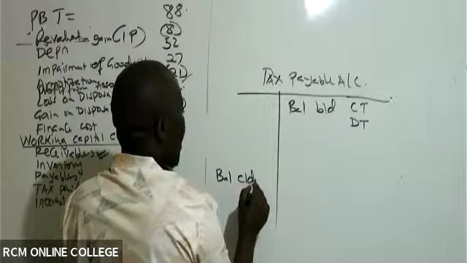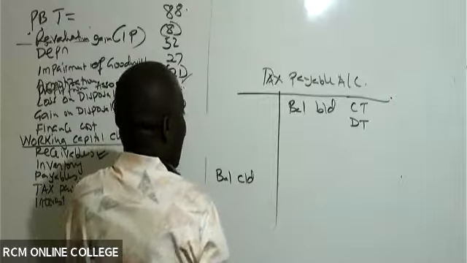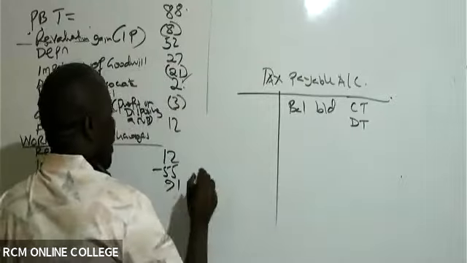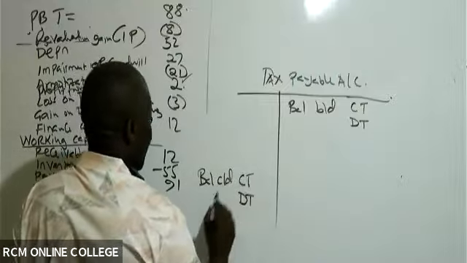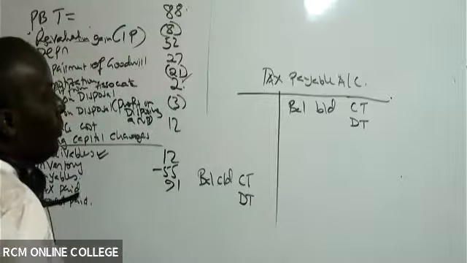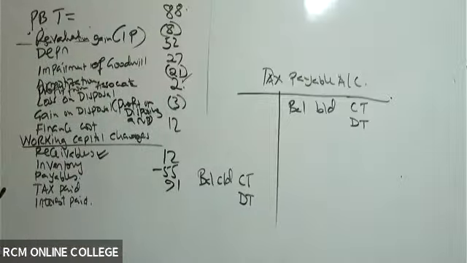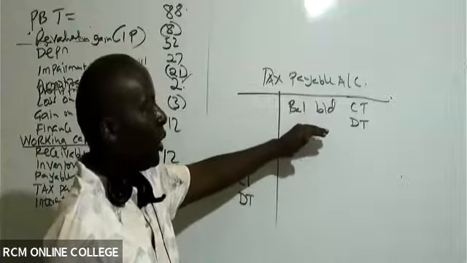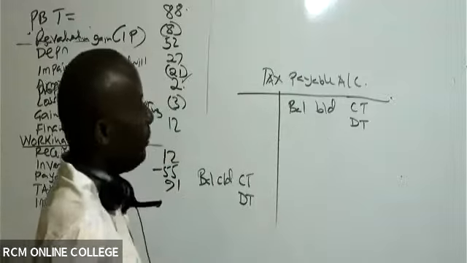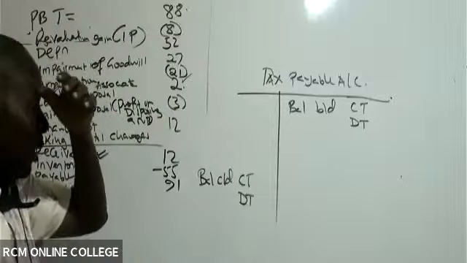Balance carried down. Balance carried down. Current tax, deferred tax. CT stands for current tax. Very easy. Remember, tax payable is a liability account, so we bring down on the credit side. On the credit side. So balance brought down.